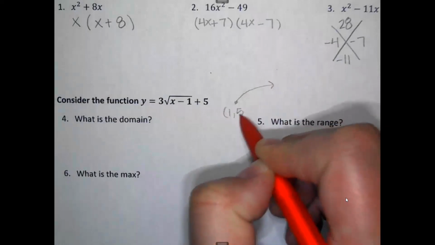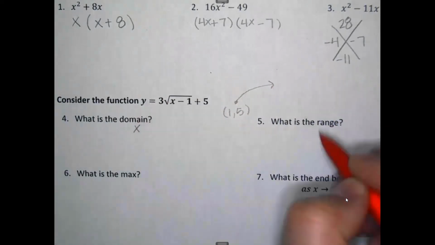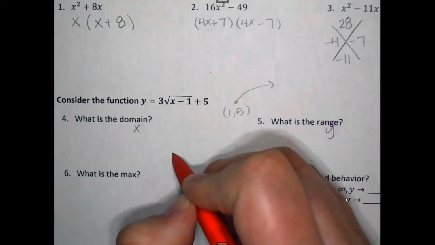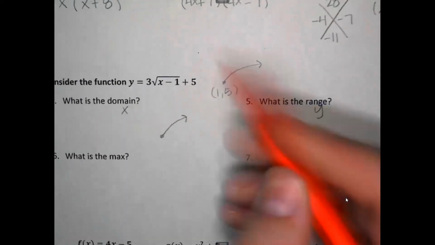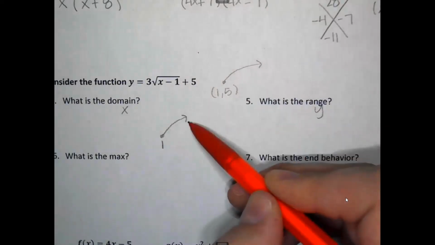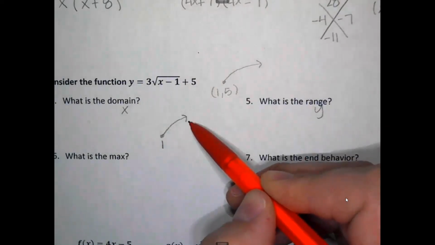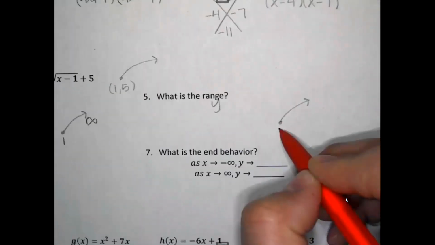So 1, 5. If we do the domain, that's x values. If we do the range, that's y values. I'm going to draw a little sketch for each of these because that can be helpful. So domain is from left to right. I'm going to use the x value of 1. And if it's a right arrow, is a right arrow positive or negative infinity? Positive infinity, okay? And then for the y's, this would be 5.